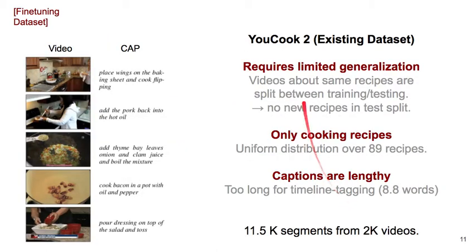So let's look at YouCook2 first. As you can see, all the videos are about cooking, and the captions are recipe steps. The problem for our application is that the captions are very lengthy. On average, they are almost 9 words. So this is not very good for timeline tagging, where we want short titles for each of the steps. One problem with this dataset also is that it requires limited generalization. Videos about the same recipes are split between training and testing. So there are no new recipes in the test split. So it requires limited generalization.